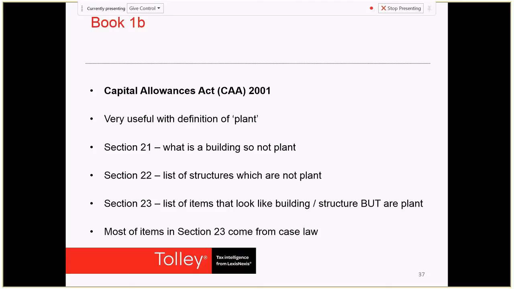So, section 21 says what is not plant, because it's a building. Section 22, structures, not plant. Section 23, things that look like those, but actually they are plant. So what I've done is I've highlighted it in colour to remind me, not plant, oh, but that is plant. So you signposted it to make it just that little bit easier when you come to look at it, to remember, oh yeah, this is the plant and that's the one that isn't.